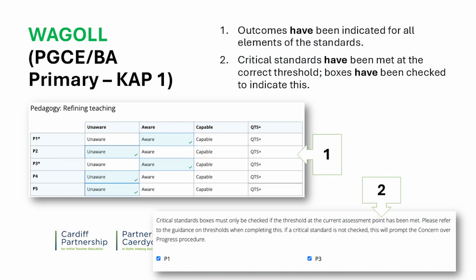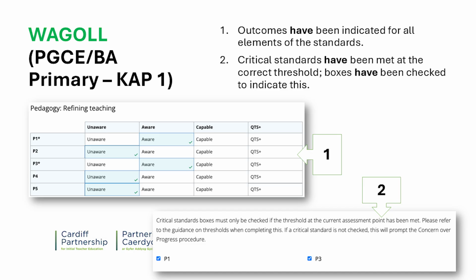Okay, so now we have some examples to help you through this process, some practical examples. So on the screen, what you'll see is a screenshot of the first 5 elements of the standards. And this is an example of a good form which has been completed. And what we'd like you to focus on is the fact that the outcomes have been indicated for all the elements of the standards. So Sharon referred to in this key assessment point that we are making a judgment on all of the elements of the standards.